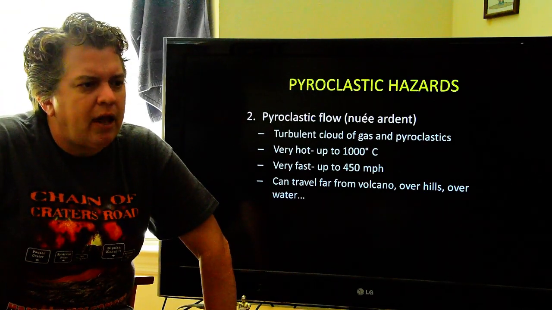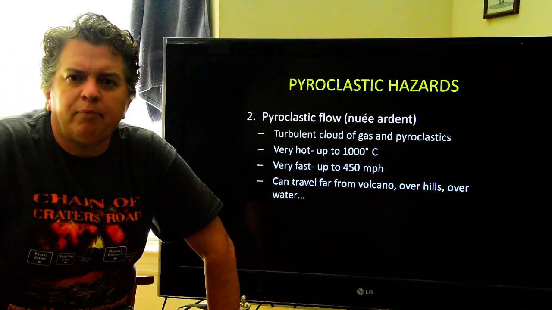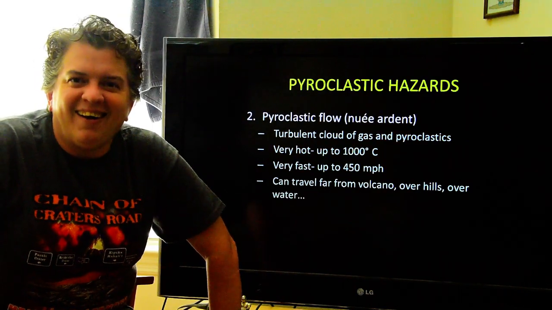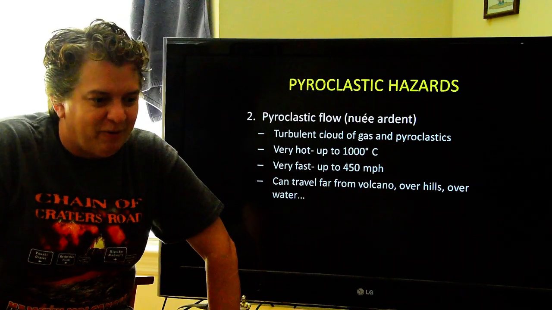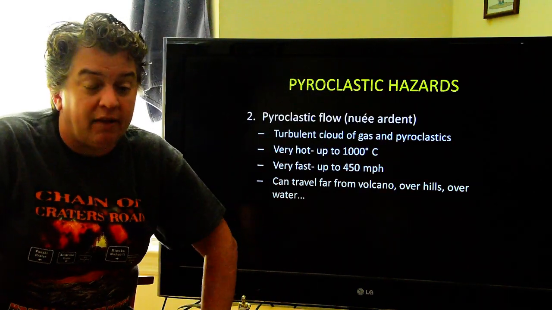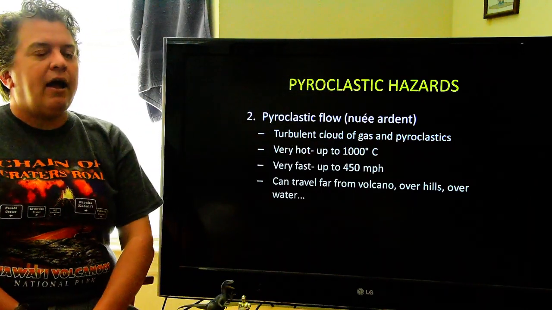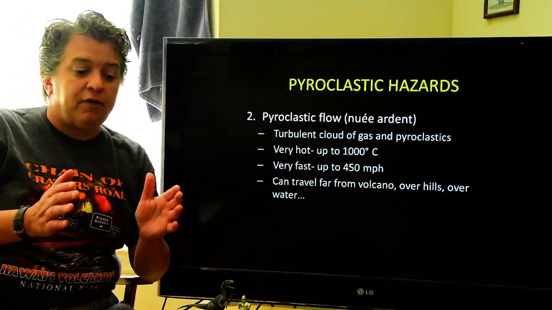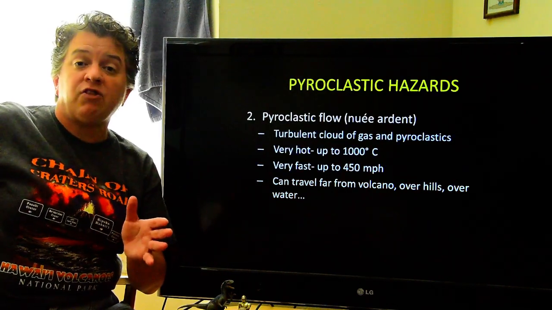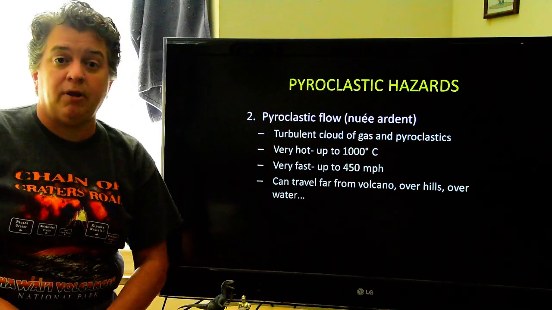In fact, when the volcano in 1883 erupted in the Sunda Straits, Krakatoa, yeah, Krakatoa. When Krakatoa erupted in 1883, it was an island sitting in the middle of the Sunda Straits. And it had pyroclastic flows that flowed as much as 30 kilometers across water, hit the neighboring islands, and killed a bunch of people there.